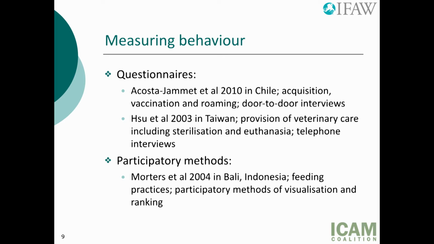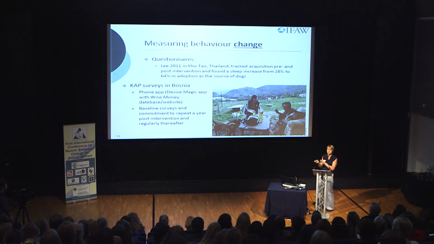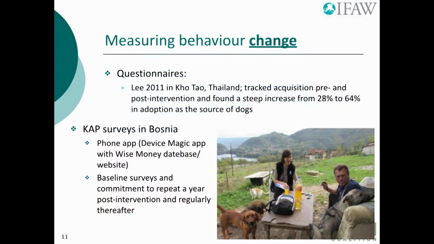Now, the thing about those 3 examples is that they're establishing human behaviour at a particular point in time, and what we're interested in is how behaviour changes over time. So we have fewer examples of this. Here's just a couple. One was a questionnaire that was repeated both pre- and post-intervention in Thailand, and they saw a significant increase in the percentage of owned dogs that were adopted from the streets, a particular behaviour they wanted to see increase.